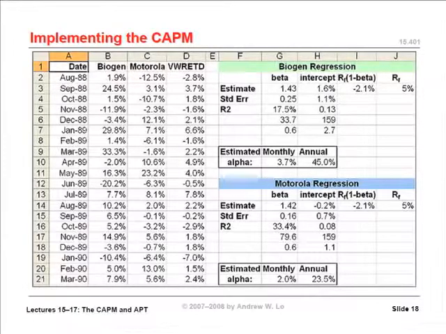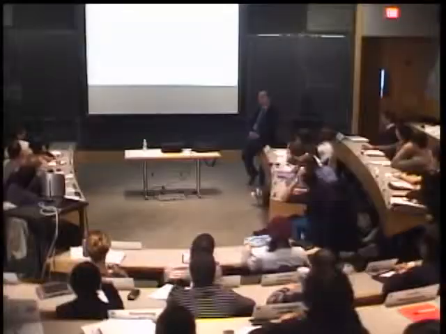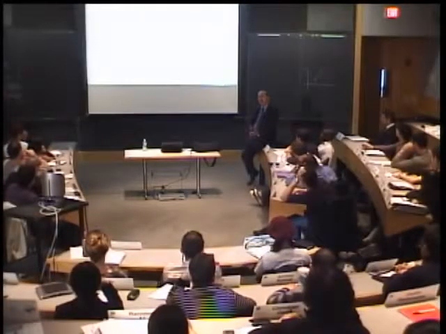All right? Now that's Biogen. What about Motorola? During the same period, when you estimate Motorola, it's got a beta of 1.42, and we're estimating an alpha not quite as big, but 23.5% on an annualized basis. That's still pretty big. So if you run this regression and analyze it, this is what you would conclude, that these two stocks are wonderful buys.